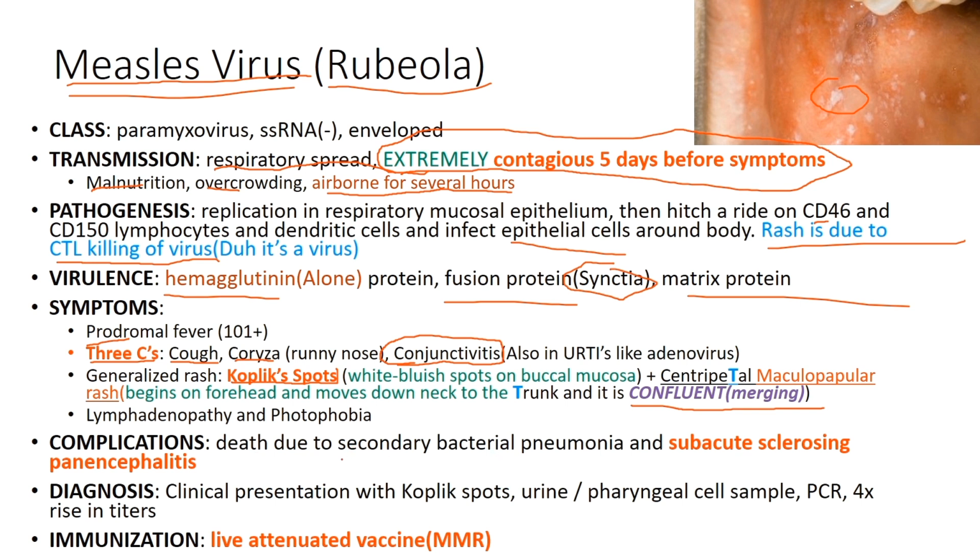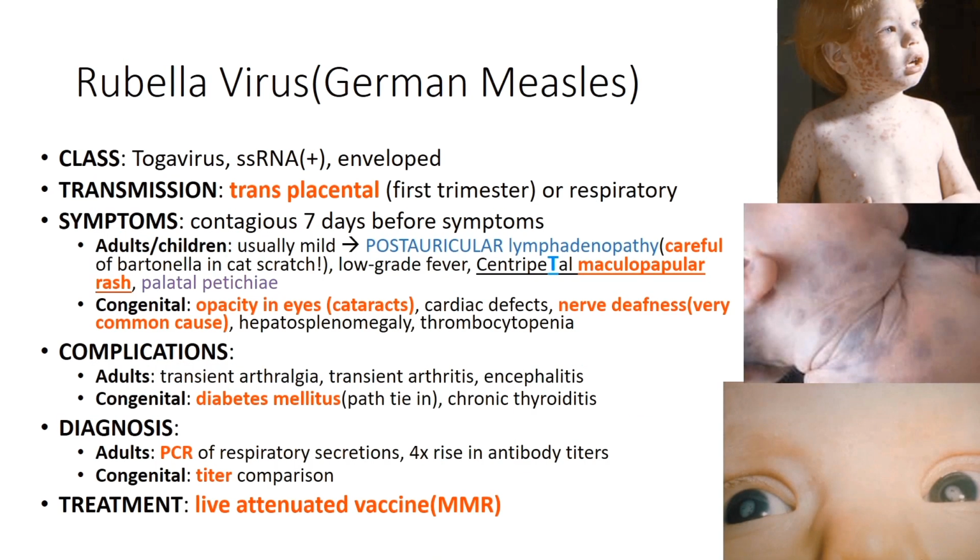So complications. Things obviously following viral infections, you can have secondary bacterial pneumonia, and you can also have subacute sclerosing panencephalitis. This is a complication you're going to get to in your CNS section, but this is something you need to know as a complication for right now. So clinical presentation plus the Koplik spots, and then you can use pharyngeal cell sample PCR titers and stuff like that. And then obviously our MMR vaccine covers measles, mumps, and rubella.